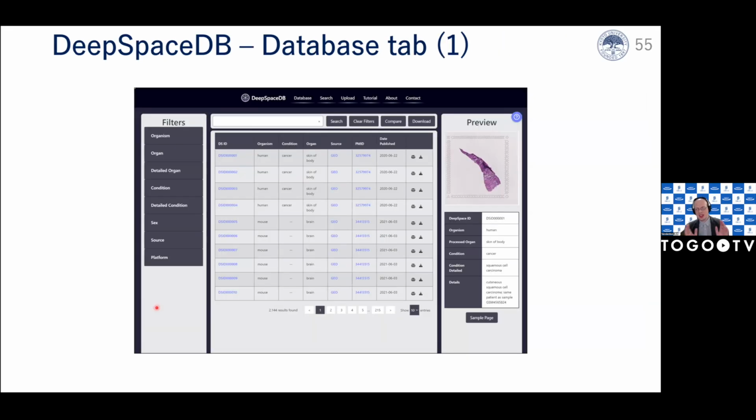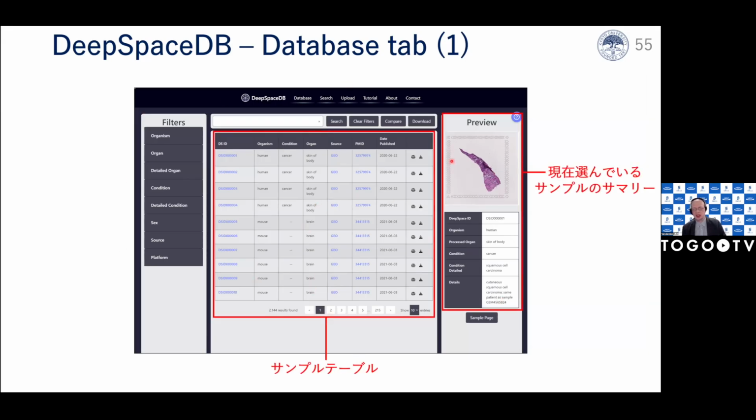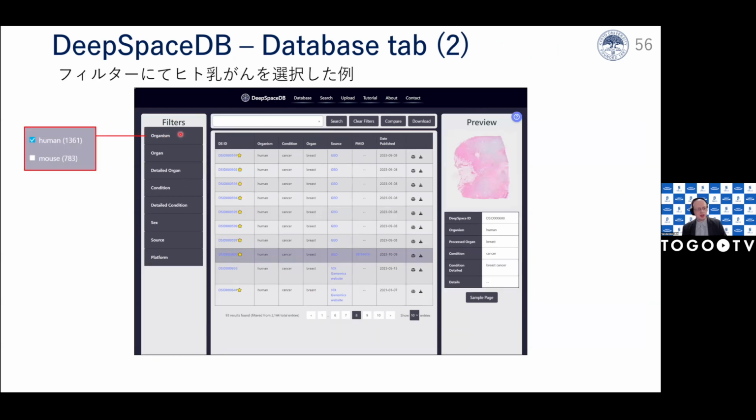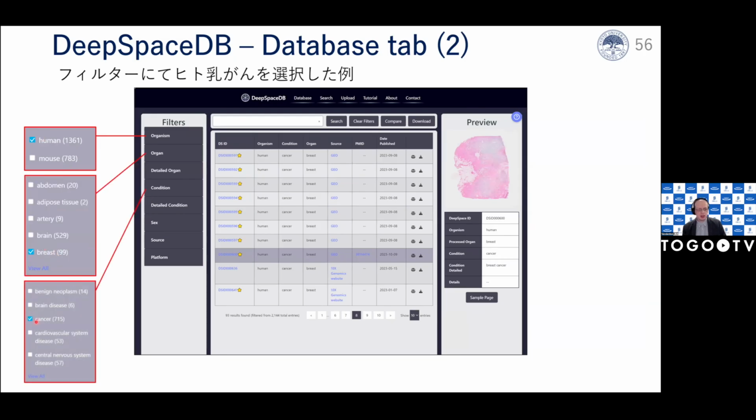So that was a short video. And now I want to go through some of those parts more slowly. First, this is the table I showed. You can see all the samples, you can see a preview, and you can use filters. You can also search for a keyword, like Alzheimer's disease, for example. And then you can add filters like human or breast or cancer. So this will give you the breast cancer samples.